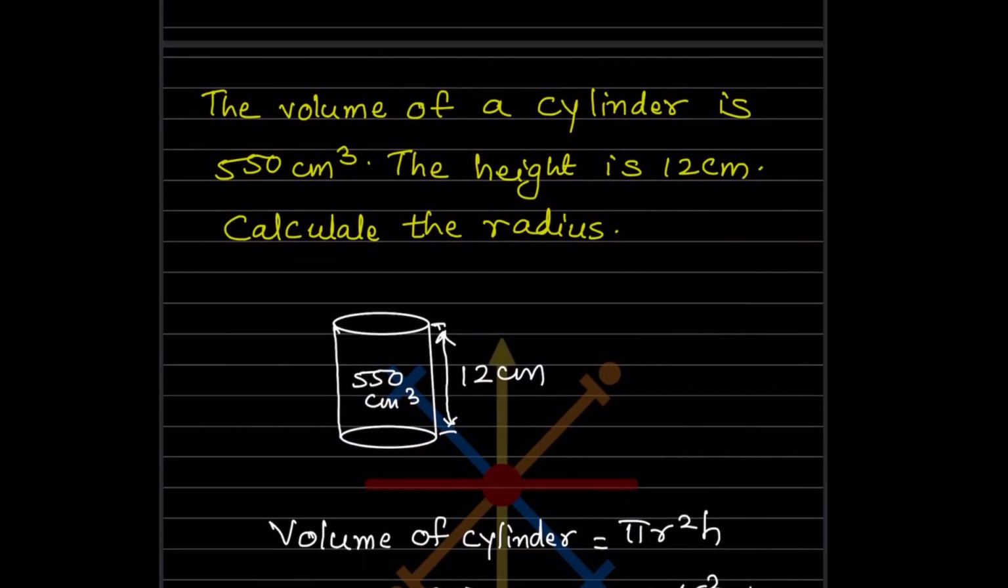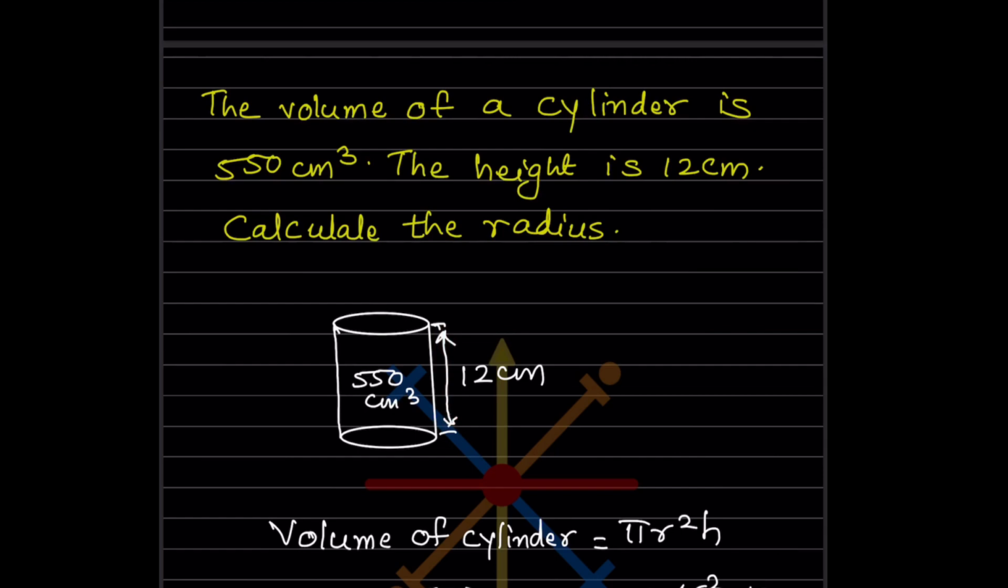So the volume of a cylinder is 550 centimeters cube. The height is 12 centimeters. Then you have to calculate the radius of this one. So roughly I have drawn the cylinder over here. So this is the cylinder. Now this volume is given as 550, means this is 550. And height is given as 12. So this is the height of the cylinder.